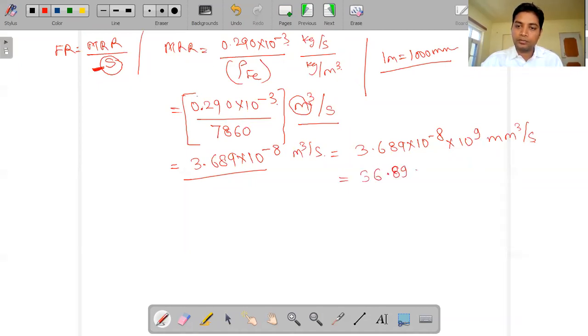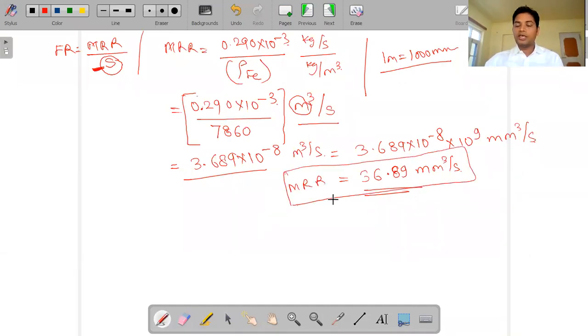36.89 cube per second. Is it okay, guys? Is there any confusion in this one? No sir. Okay, thank you. So this is the material removal rate that we calculated in cube per second.